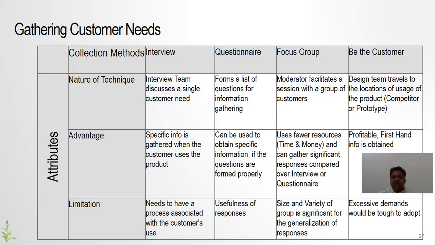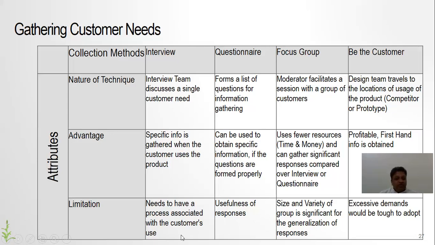Specific information is gathered when the customer uses the product in an interview. A questionnaire can be used to obtain specific information if the questions are formed properly. A focus group uses fewer resources, time and money, and can gather significant responses compared to interviews or questionnaires. And profitable first-hand information is obtained by being a customer. What are the limitations? The interview needs a process associated with the customer's use.